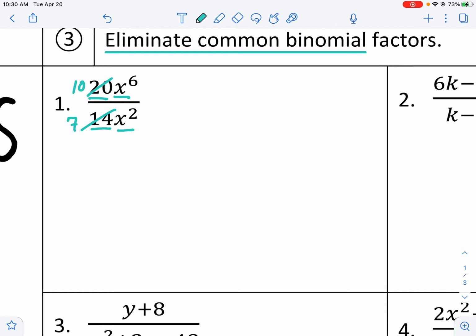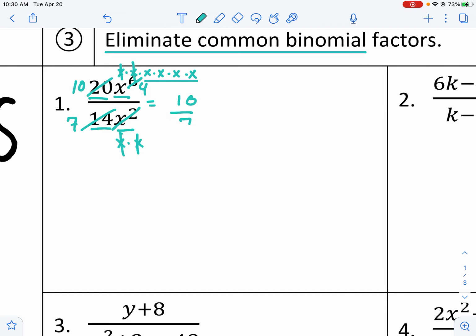And then x to the 6 over x squared. The easiest way for these is to think of this as 6 x's being multiplied together. So x times x times x times x times x times x. 1, 2, 3, 4, 5, 6. Versus in the bottom, we have x times x, which is just 2 x's. So then one of these x's will cancel here, and then this x will cancel here. So now we only have 4 x's being multiplied together. So then this x to the 6 and this x squared cancel, and it's just x to the 4th.